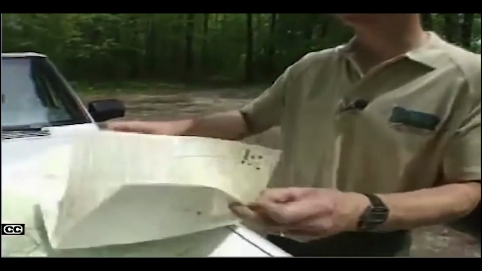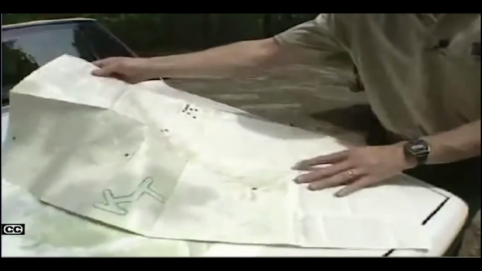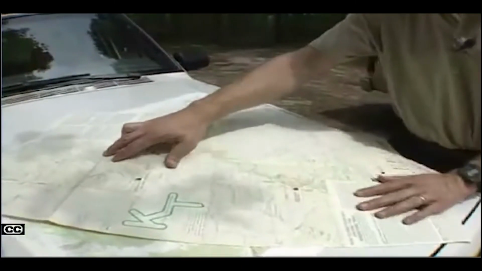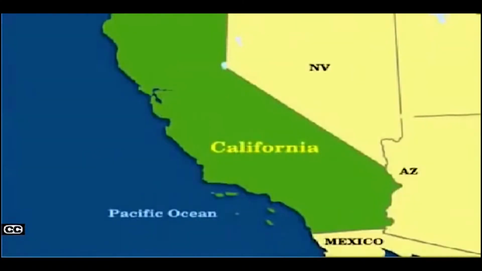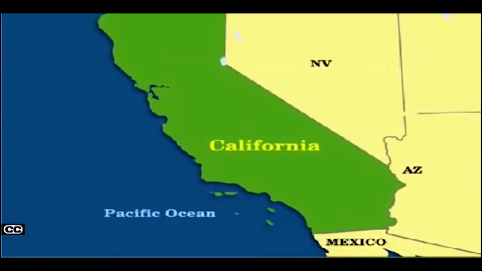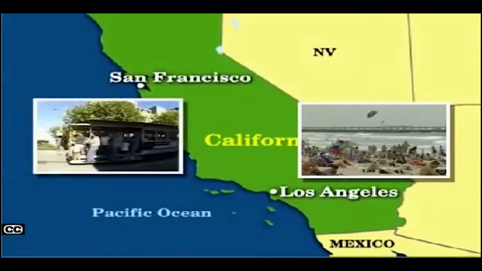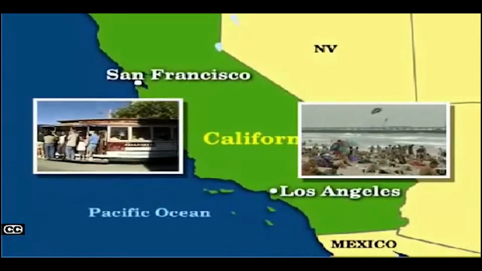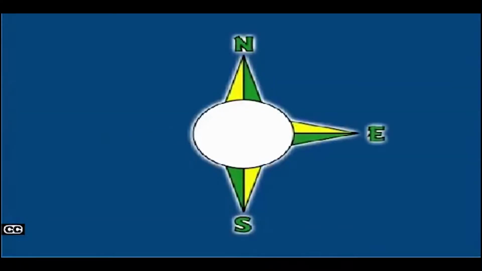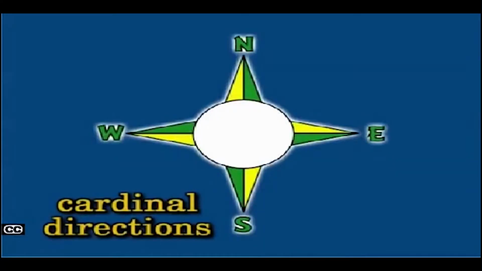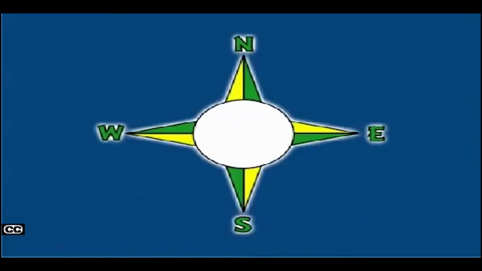Let's take a look at it and see how you can use it. Directions help us figure out where we are and where we're going. If you want to locate a certain place on a map, like Los Angeles or San Francisco, it's important to understand directions. The four main directions on a map are north, south, east, and west. These are known as cardinal points, or cardinal directions.